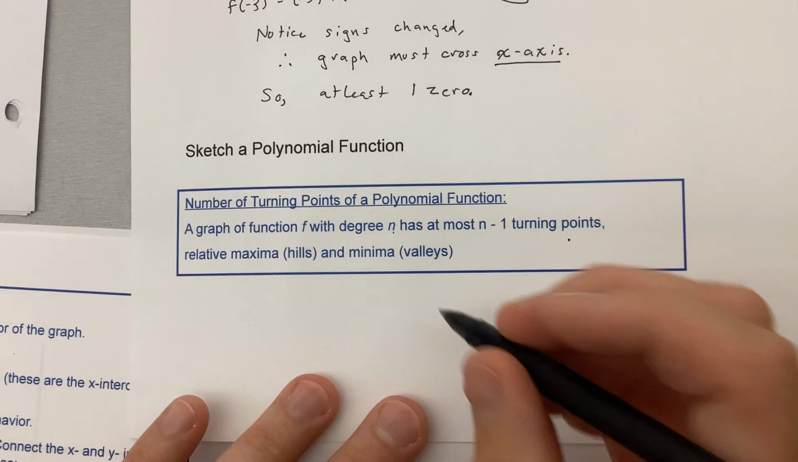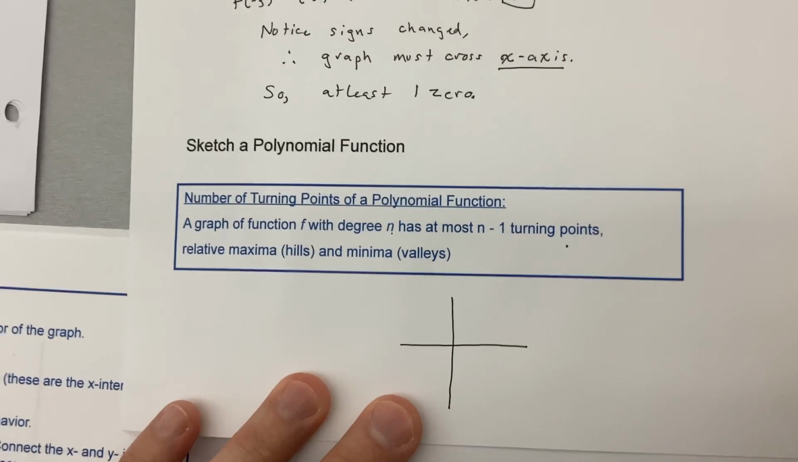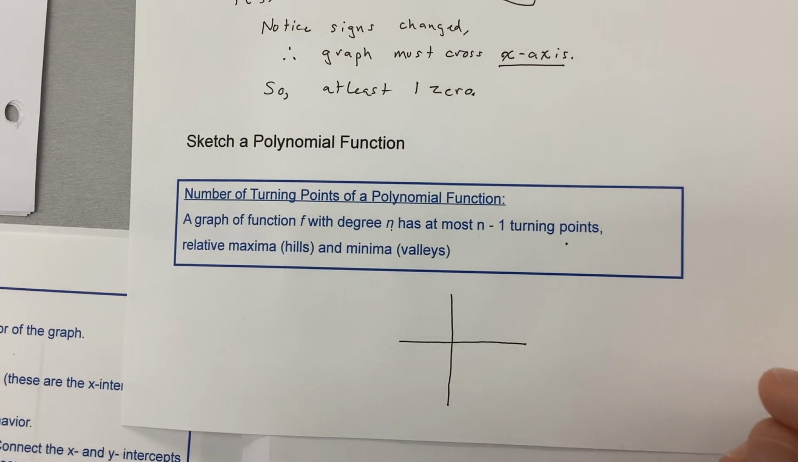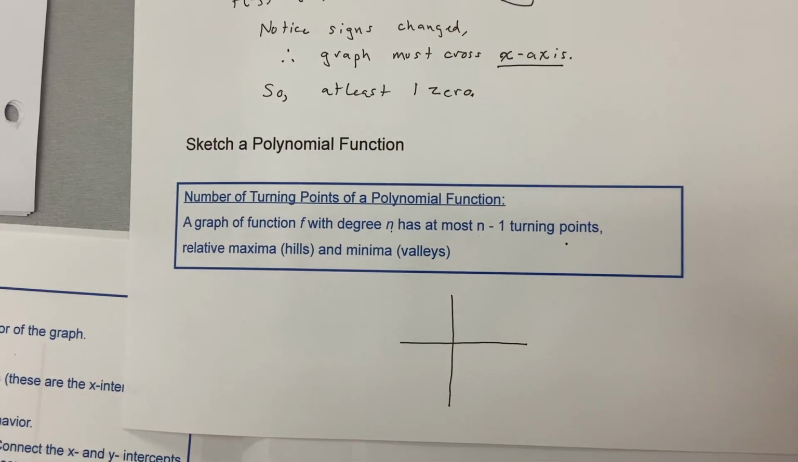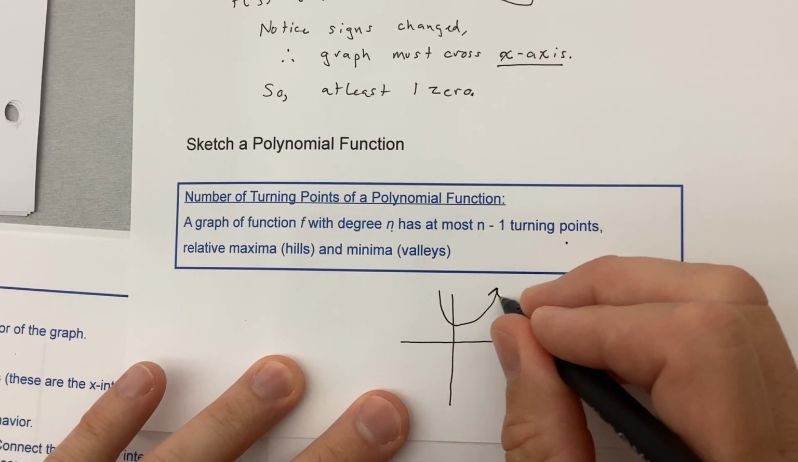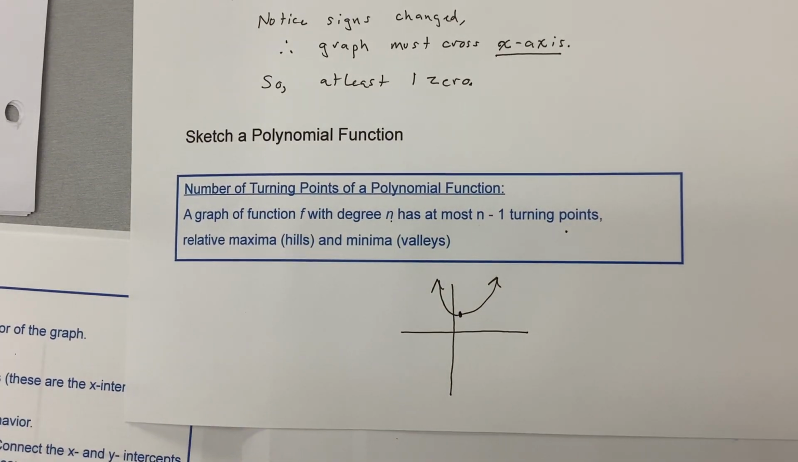Okay, so let's take a look at our parabola. A parabola, we just looked at it, has a degree of what? 2. So our n is 2. So at most n minus 1, so 2 minus 1, at most 1 turning point. And that makes sense. The only turning point we have on the parabola is there at the vertex. So there's an example of that.